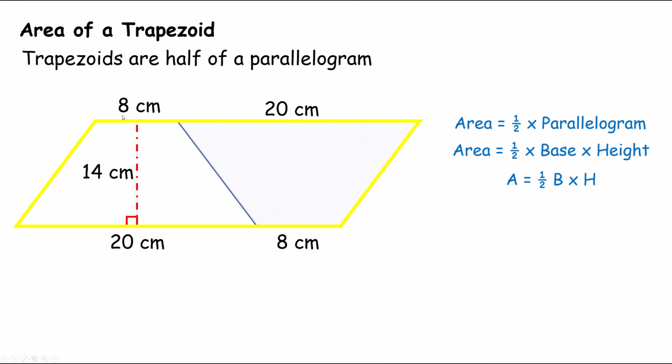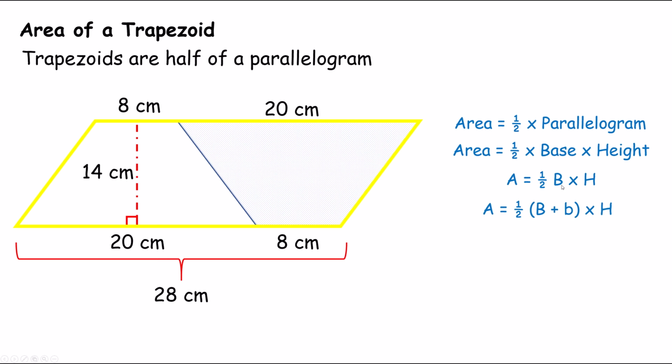You see, the 8 comes down to here, the 20 comes up to here, and what I'm left with is a base for my parallelogram that is 28. It's this entire length. So I have to adjust my formula so that I don't get confused and think that this base is just the 20. In fact, I rewrite it as the sum of the bases.